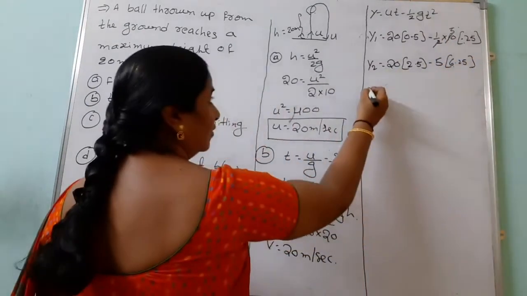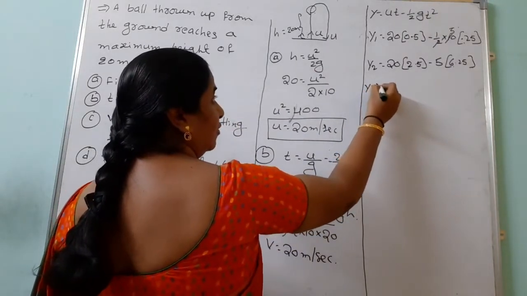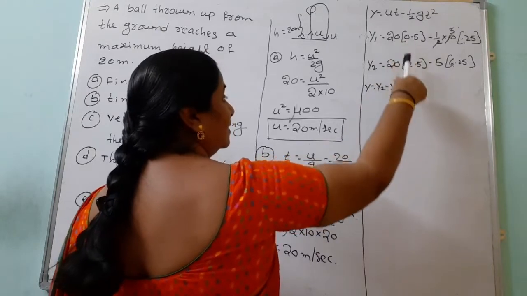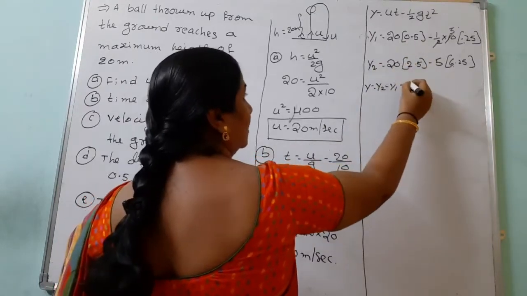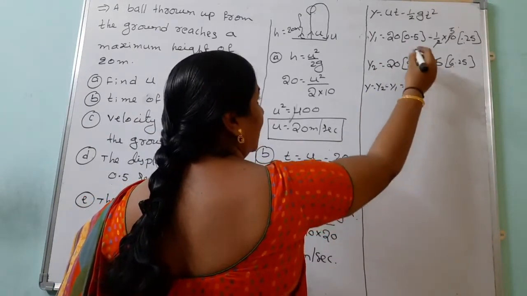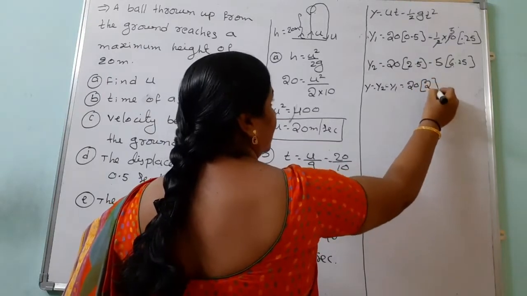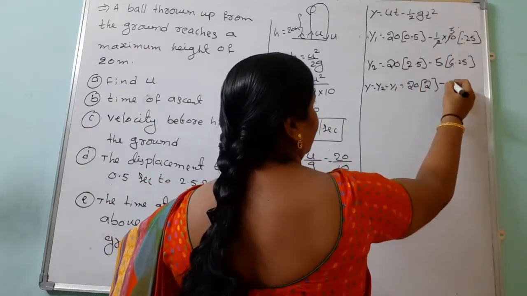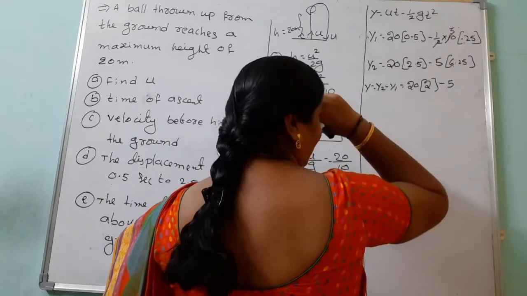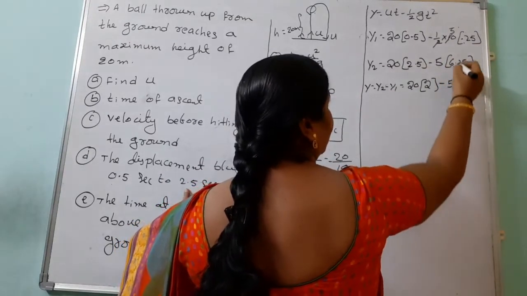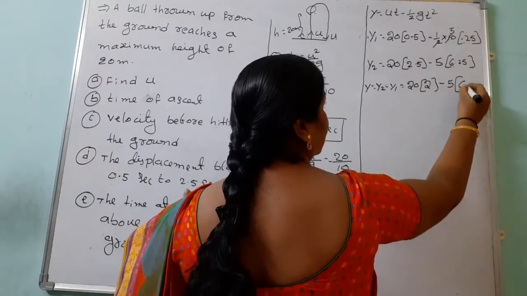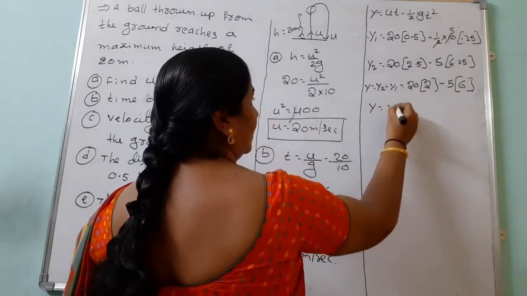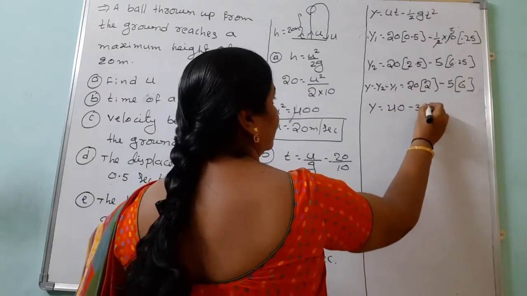When we are finding the displacement, it is y2 minus y1. We are doing this one minus this one. Here 20 is common: 2.5 minus 0.5 is 2. Then minus, in these two, 5 is common. Here 6.25 minus 0.25 is 6. Doing the simplification, we get y equals 40 minus 30.